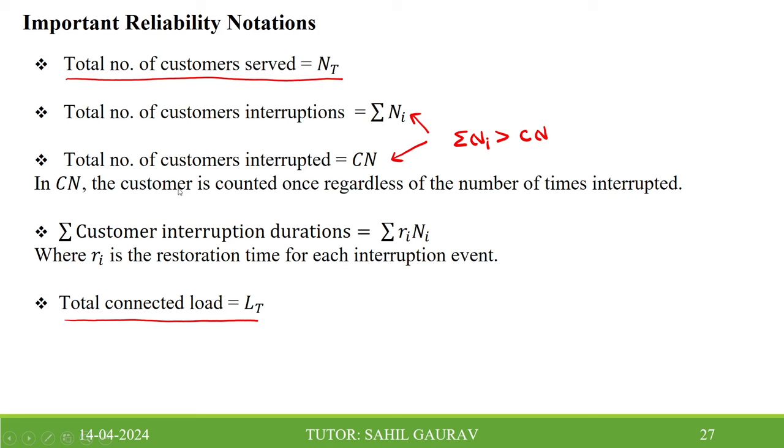Means for a certain fault, one customer is counted, and it would not be counted again in another fault. So in CN, the customer is counted once regardless of the number of times it gets interrupted. Then we have customer interruption duration, denoted as sigma RiNi, where Ri is the restoration time for each interruption event. And the last is the total connected load, which is also given in the problem, that is LT.